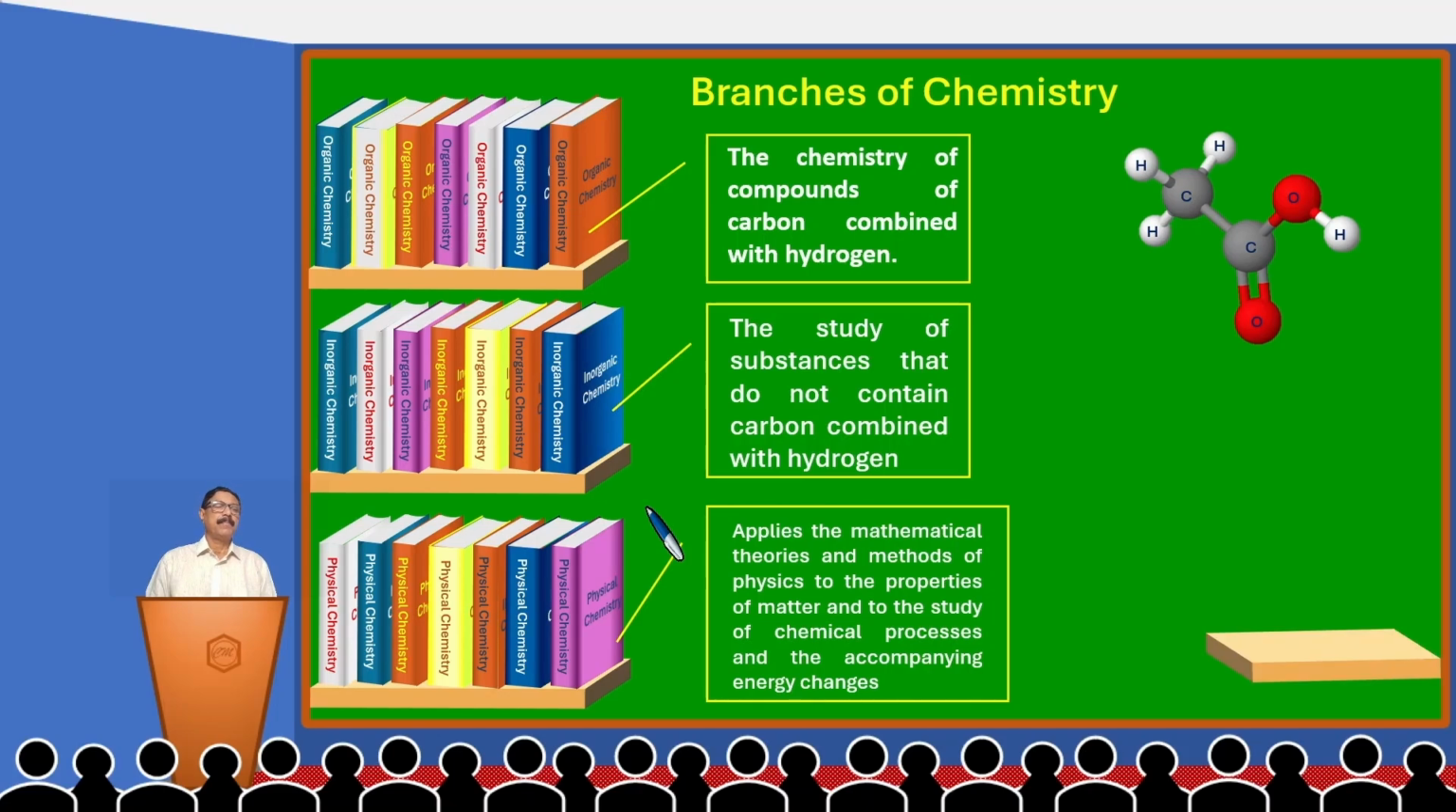These are the three main branches, but in addition, there are several other branches like biochemistry, which includes the study of the chemistry of processes in living organisms. Another one, polymer chemistry, is the study of large molecules, and there is also theoretical chemistry, and so on. You will study about these branches in higher classes. Such divisions are arbitrary, and most chemical studies involve more than one of these traditional areas of chemistry.